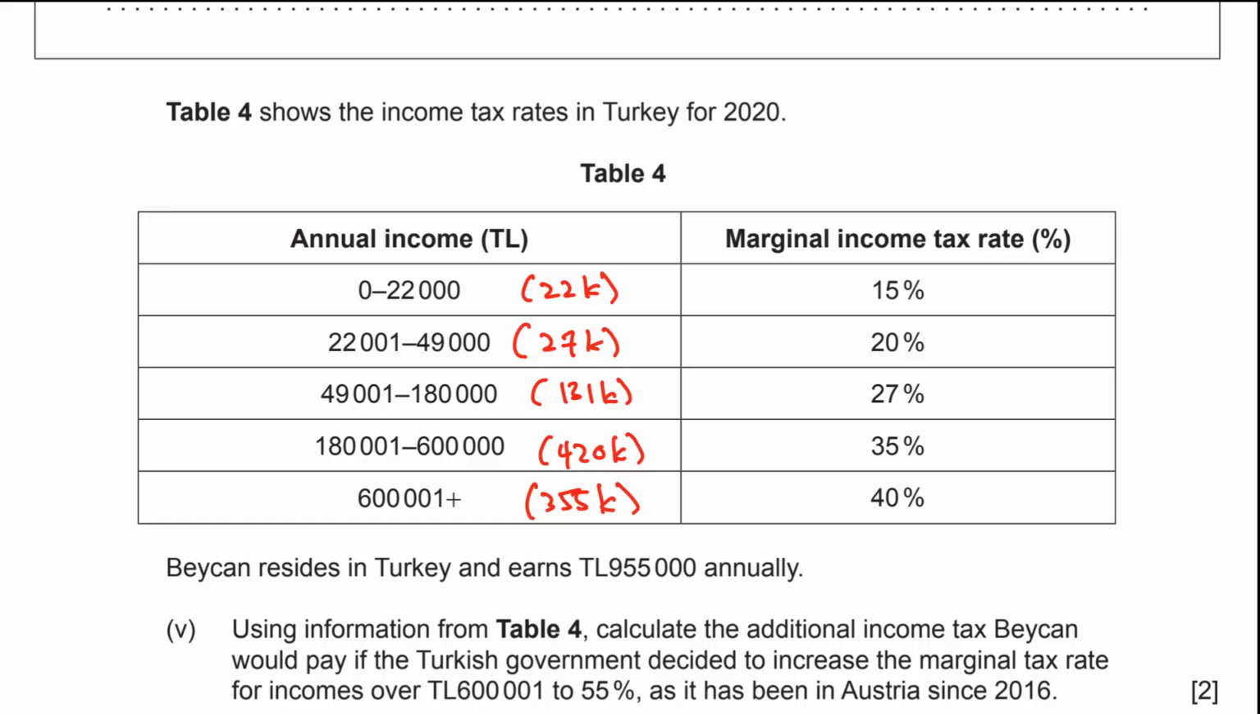So we've got this person, Bacon, and they reside in Turkey and they earn 955,000 Turkish lira annually. Using information from table 4, calculate the additional income tax that this person would pay if the Turkish government decided to increase the marginal tax rate for incomes over 601,000 to 55%, as it has been in Austria since 2016. Hoo boy.